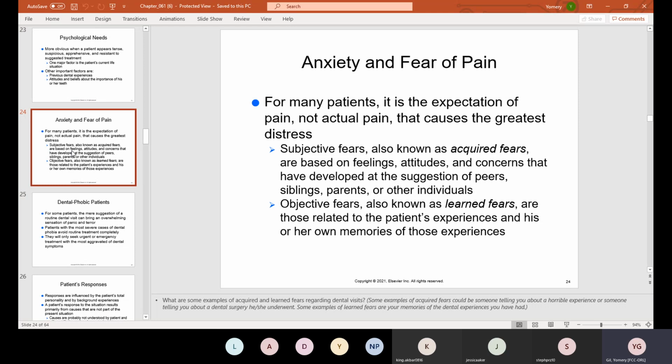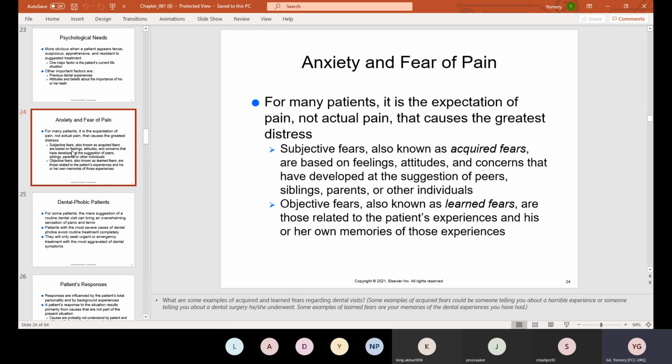Subjective fears, also known as acquired fears, are based on feelings, attitudes, and concerns that have developed at the suggestion of peers, siblings, parents, or other individuals. So basically, let's say you go to the dentist and you have a horrible experience, like you had a root canal, but the dentist couldn't get you numb for whatever reason. And then somebody else asks you, well, how did it go with that dentist? Then you're going to say, well, it was a horrible experience for me. I was in so much pain, etc. So now you're going to be afraid to go to that dentist because of the experience that somebody else had.